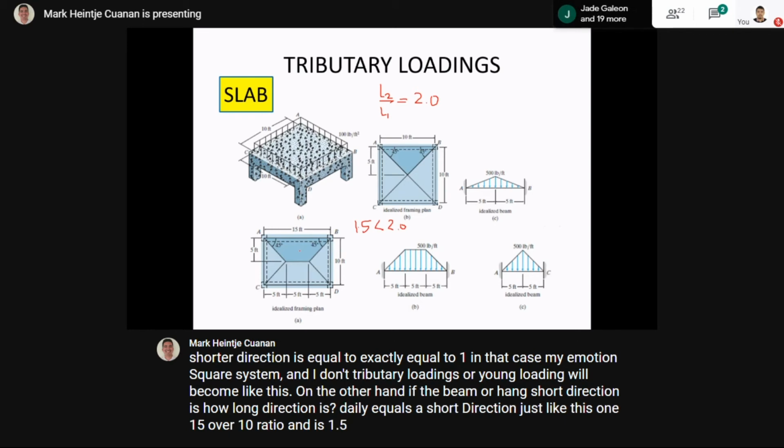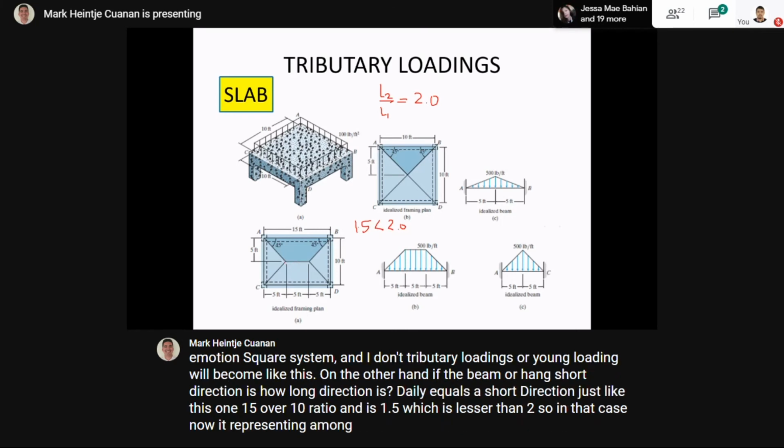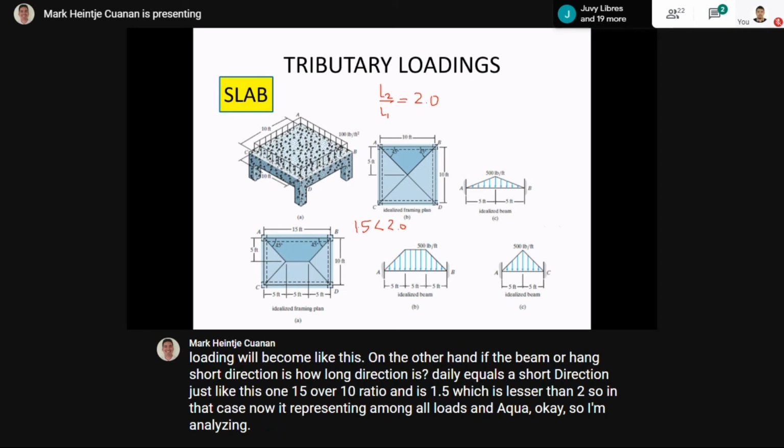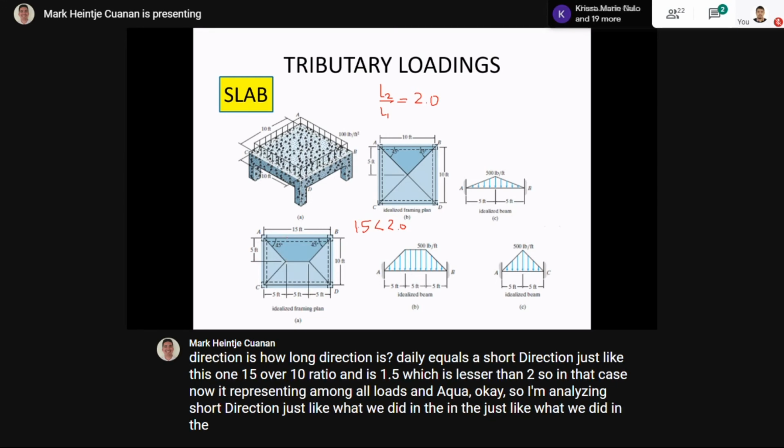Okay? So ang pag-solve lang ani is tungaon lang nato ang short direction, just like what we did in the one-way slab, and then take the 45 degrees of that particular dimension. Okay, so for example, kani 5 man na siya diha, so you take the 45 degrees using tangent line, so makuha pud nimo ang 5 diri. Okay? So that would be for two-way slab.